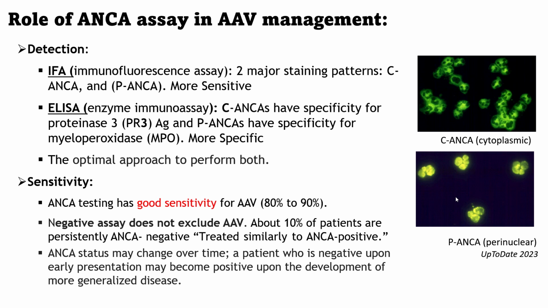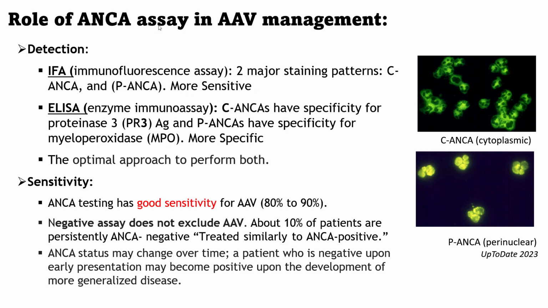So what is the role of the ANCA assay in ANCA-associated vasculitis? ANCA can be detected by two methods. The first is the immunofluorescence assay, and it can give us two major staining patterns. The C-ANCA, which is cytoplasmic ANCA, so you can see the staining here in the cytoplasm, and P-ANCA, which is perinuclear ANCA. The immunofluorescence assay is more sensitive.